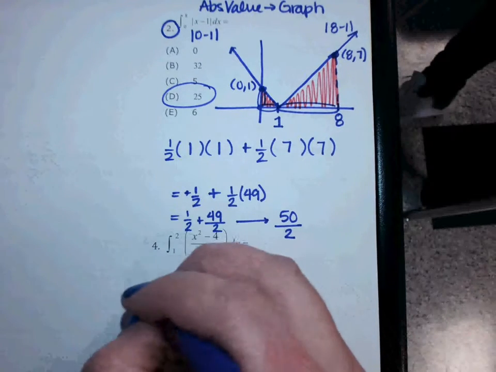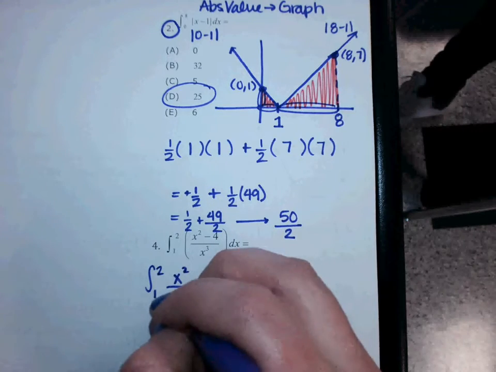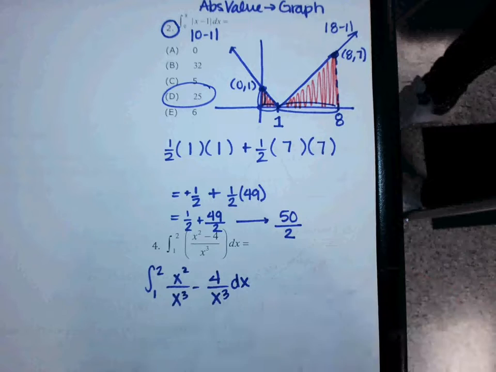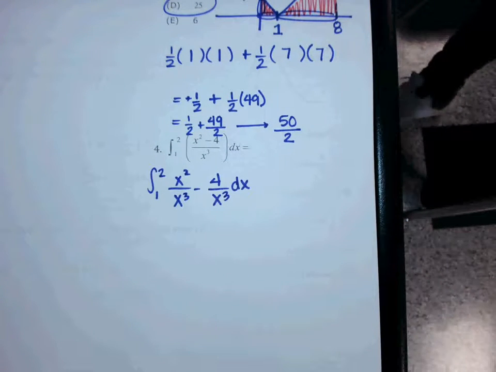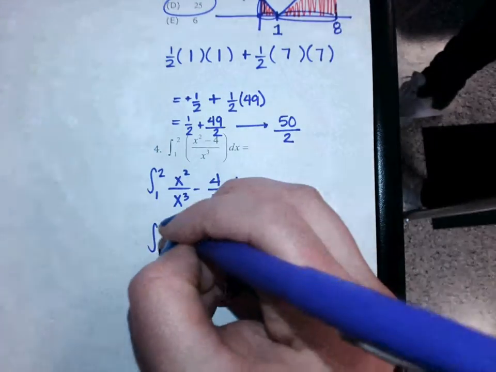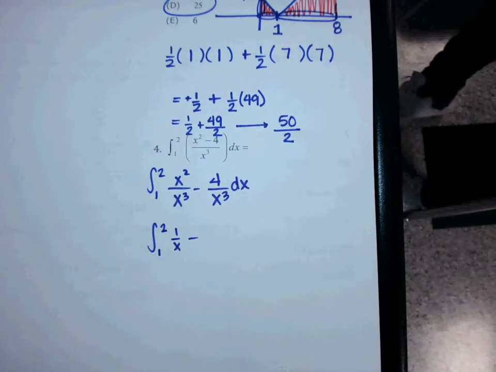So I would rewrite this as x squared over x cubed minus 4 over x cubed. Okay, you would split. Okay, what would I simplify that first one to? 1 over x, okay, that's correct. And then for my second one, how would I simplify that?